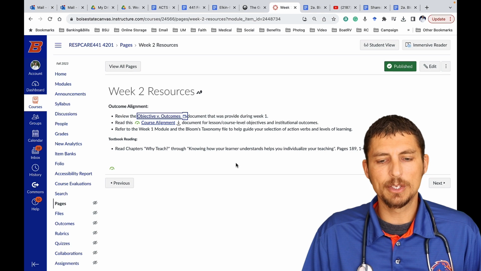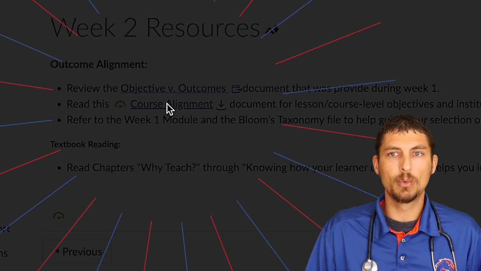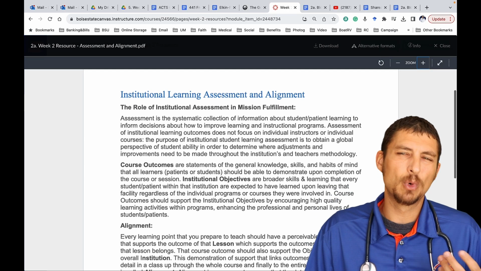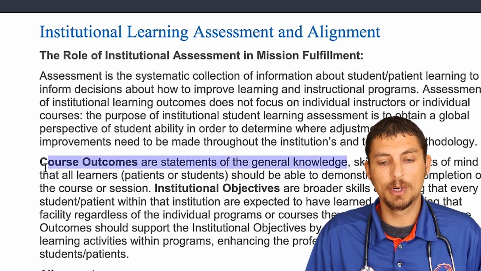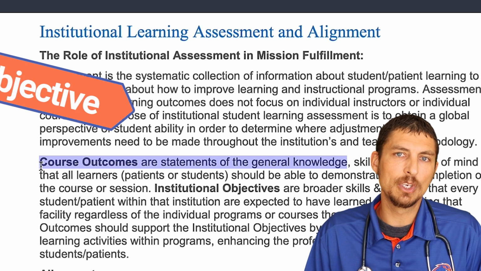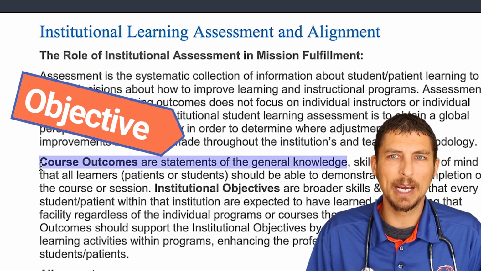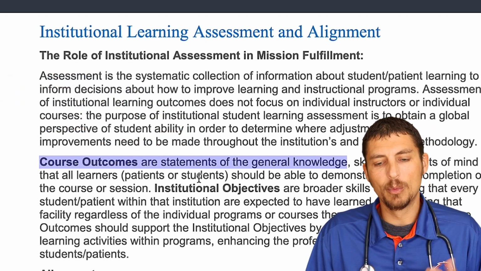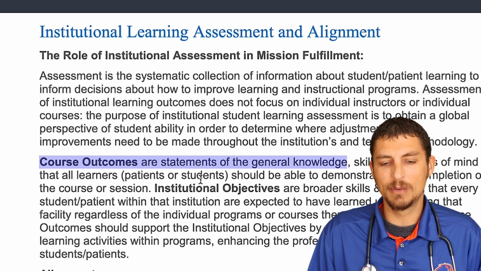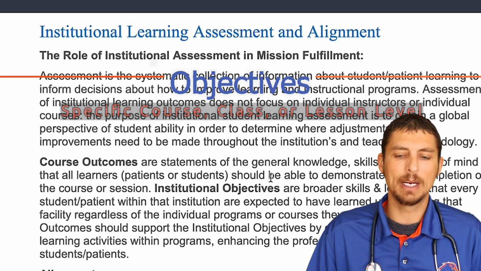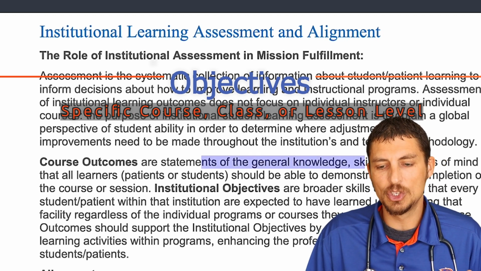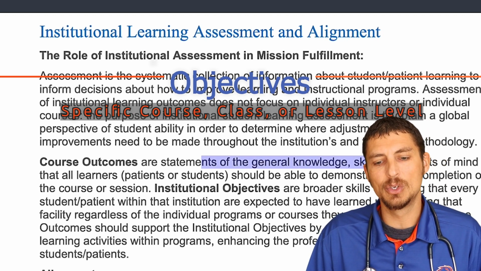We're almost finished here, but let's jump into this course alignment document really quickly. And here's a good example of what I was mentioning before. Now in this document, they're using this term course outcomes in the way that I'm using the term objectives. So keep that in mind. Don't get confused by that. Remember here, I'm saying that the objectives are those course or lesson level related issues that are statements of the general knowledge and skills of your student.